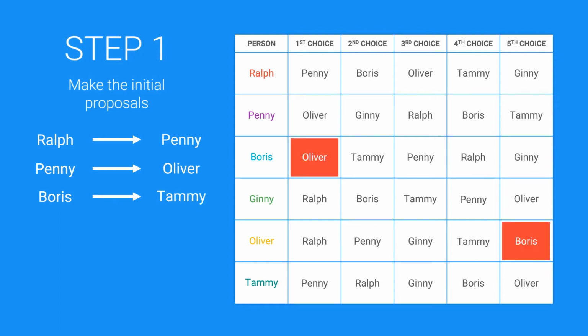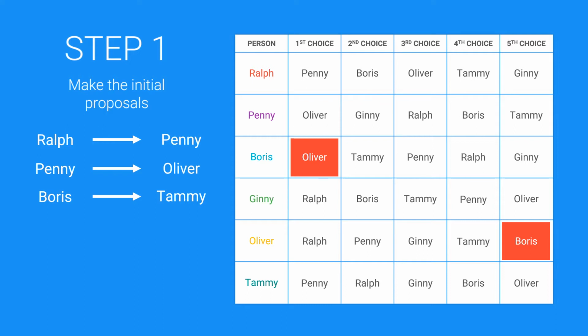When someone rejects a proposal, the proposer is crossed off their preference list, and symmetrically the proposee is crossed off the proposer's preference list. Here, since Oliver rejects Boris, Boris then has to cross Oliver from his list, because that match can no longer happen. Boris then proposes to his next highest preference, Tammy, who accepts.